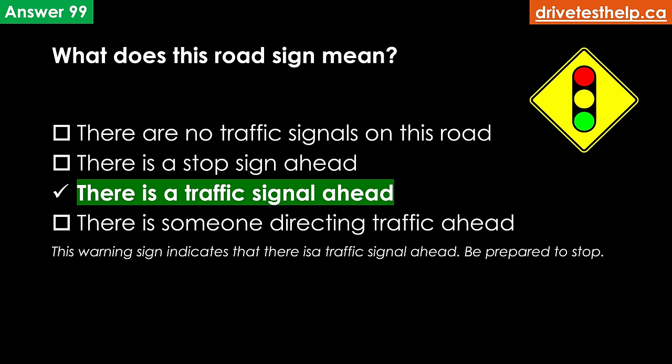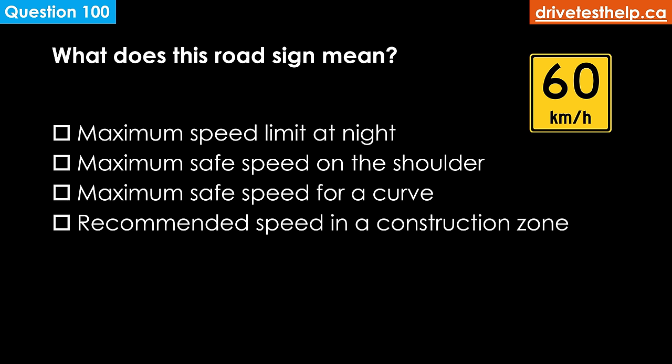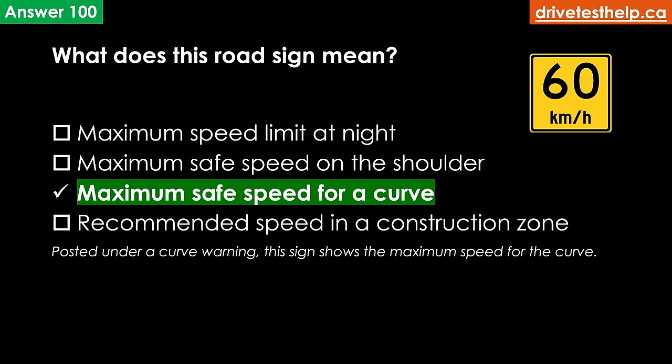What does this road sign mean? Maximum speed limit at night, maximum safe speed on the shoulder, maximum safe speed for a curve, recommended speed in a construction zone. Correct answer, maximum safe speed for a curve. Posted under a curve warning, this sign shows the maximum safe speed for the curve.